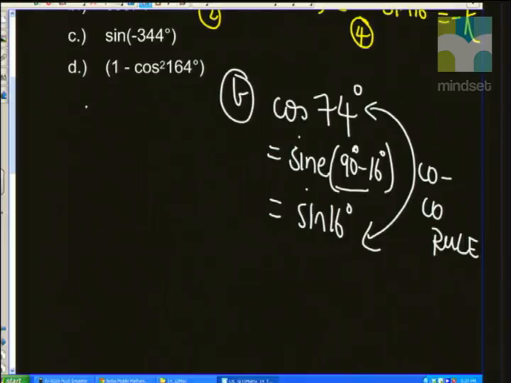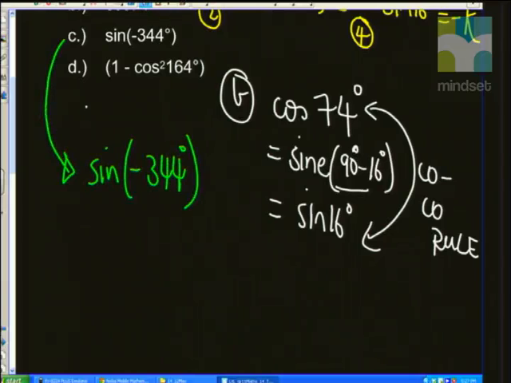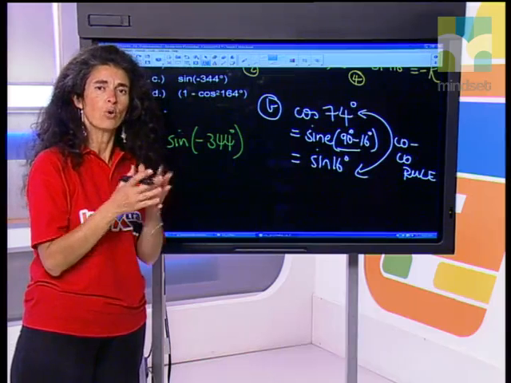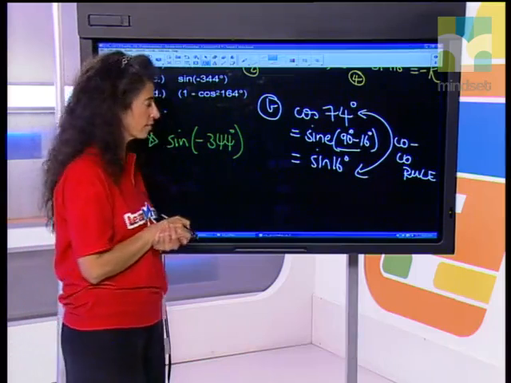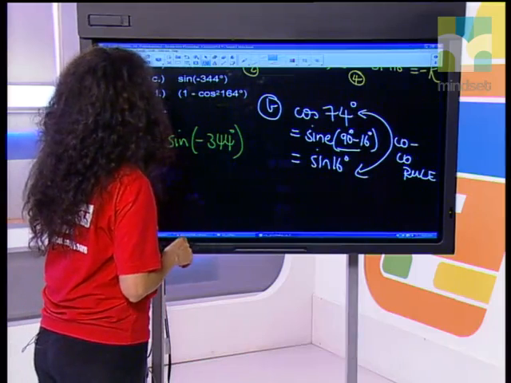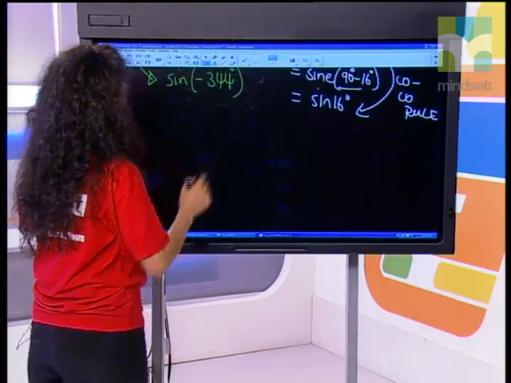Now, what about C? We have the sine of negative 344. Now, grade 11s, I'm going to show you two ways of how to deal with negative ratios, because one of the goals of our lesson today was to look at what happens with the reduction formulae for negative angles. And I'm going to look at it in terms of two ways.